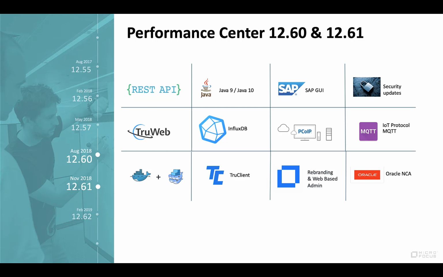Just a quick recap from previous releases. We released 12.60 in August of last year, and we also released 12.61 in November. And the team worked on a lot of key features. We continued our momentum with our Docker containers. We pushed our agenda with TrueWeb, our newest protocol to the LoadRunner family, and added even more enhancements on top of it in 12.61. We created an integration with InfluxDB to view data outside of the Performance Center environment.